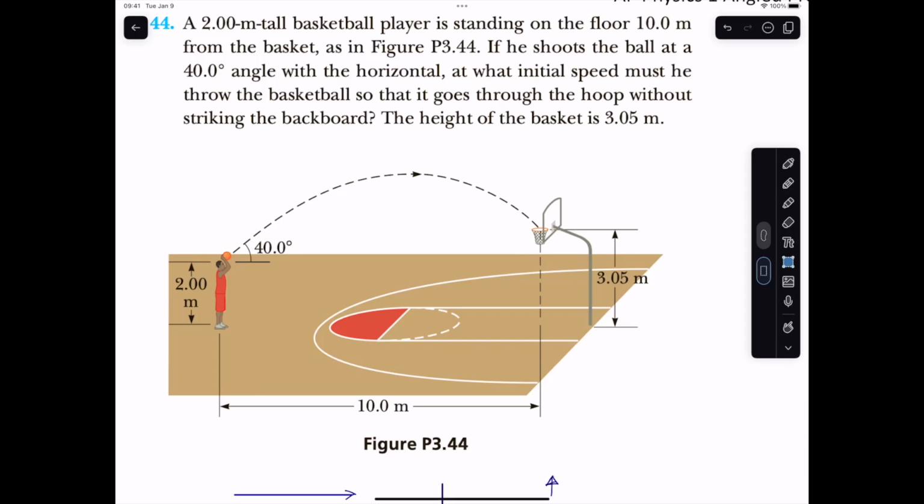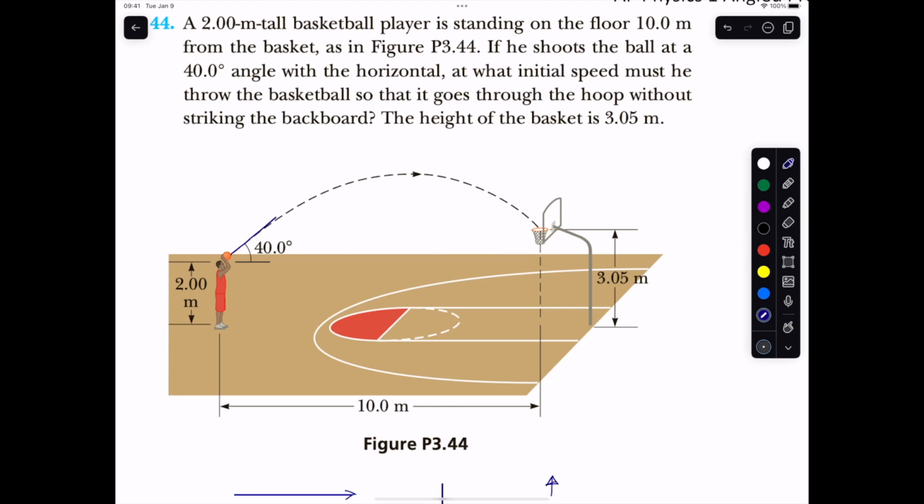Our help file for number 44 in your homework about projectile motion, projectiles that are fired at an angle. So what you should be seeing here is that we have a projectile, which is the basketball, that is launched at 40 degrees to the horizontal, and that is all we know regarding how it was launched.